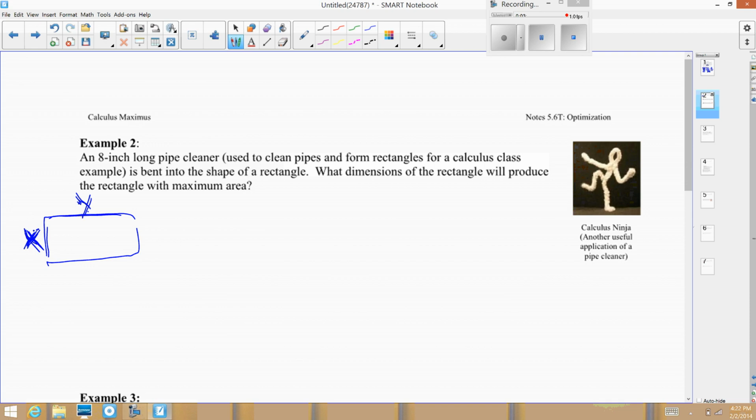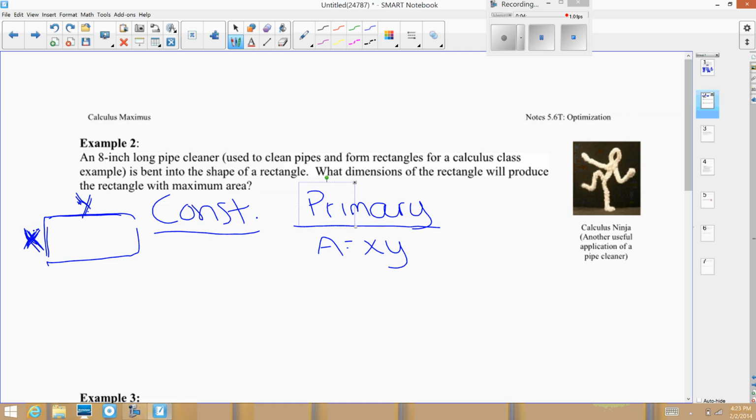So our primary equation, we're looking for the maximum area. So the area of this would be x times y. Area equals x times y. Our constraint in this case, it's 8 inches long. So the perimeter is 8 inches. Okay. 2 times x plus y. So we have our primary, we have our constraint. Let's solve for one variable.